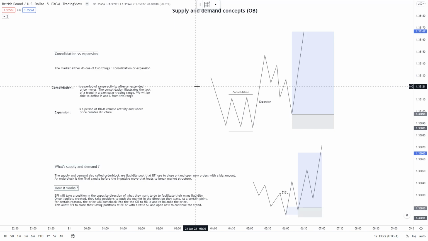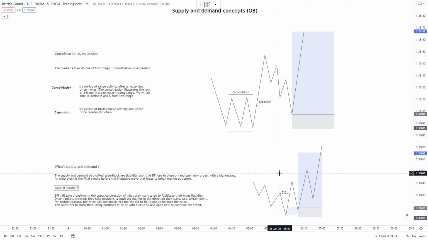At a certain point, for a certain reason, the price will come back into the order block to fill liquidity and to rebalance the price. This allows banks and financial institutions to close their position at break-even or with a little stop loss and open to continue the trend. Okay, so what do I mean by that?